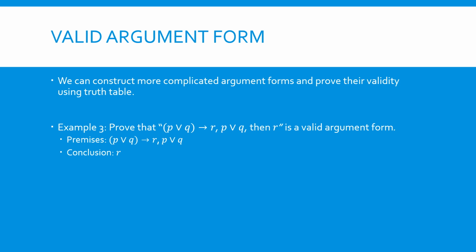We also have more complicated argument forms. For example, consider the argument form P or Q implies R, P or Q, then R. We want to decide whether it is valid or not. Its premises are P or Q implies R and P or Q, and its conclusion is R.